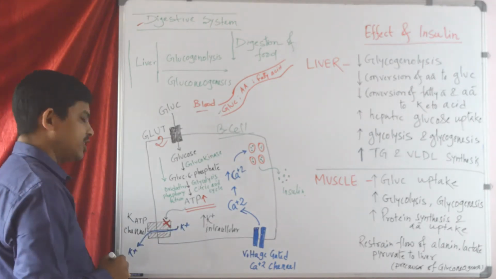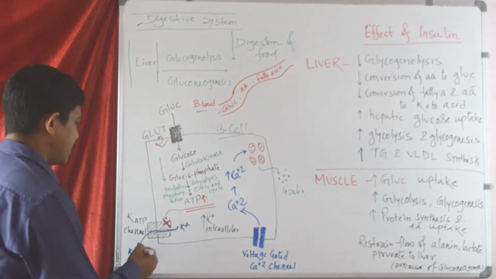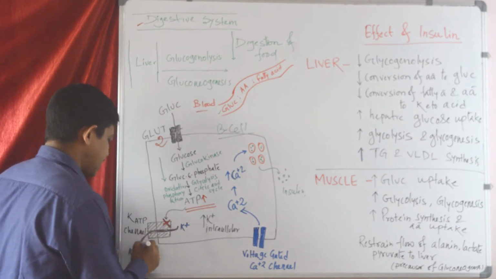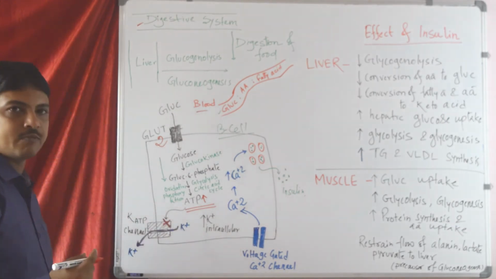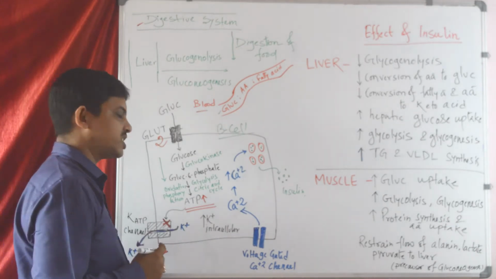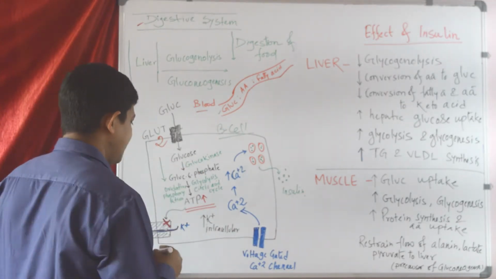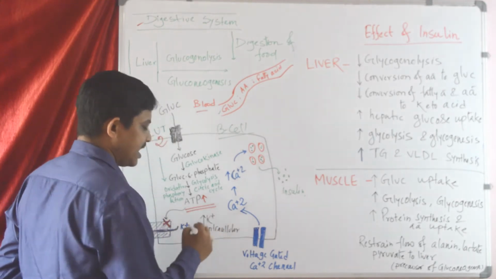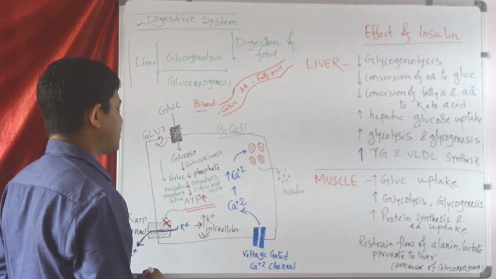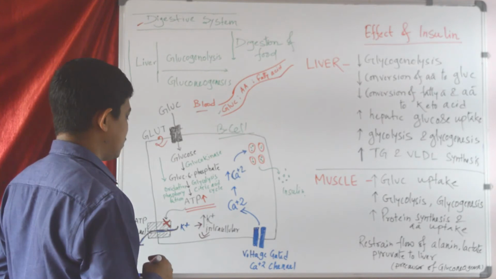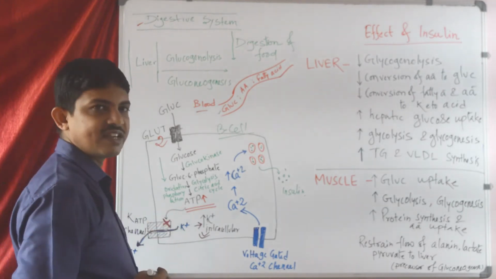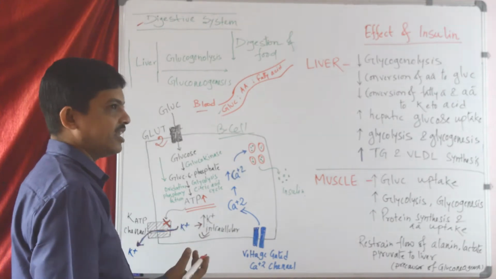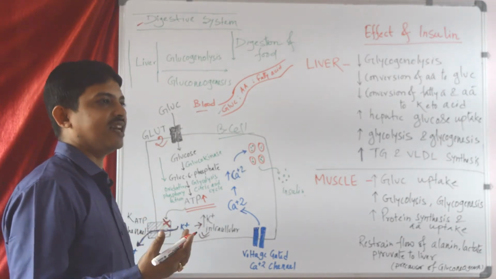Whenever this channel gets closed, what will happen? The potassium cannot go outside. Clear? Potassium is a positively charged ion, so the intracellular potassium level will rise. Clear? There will be a rise in the intracellular potassium level. Whenever there is a rise in the intracellular potassium level, that is nothing but depolarization.